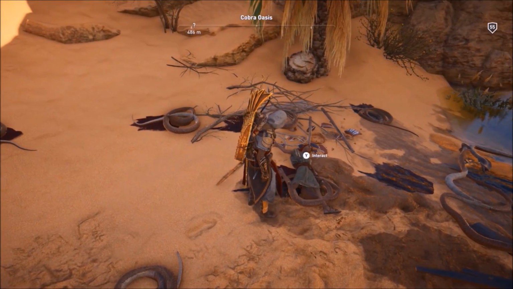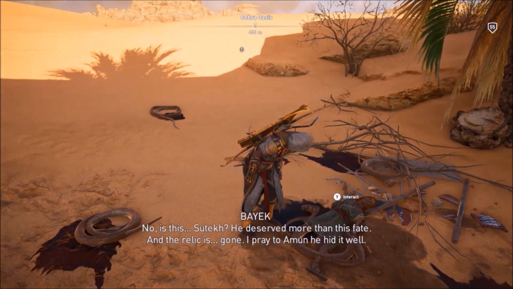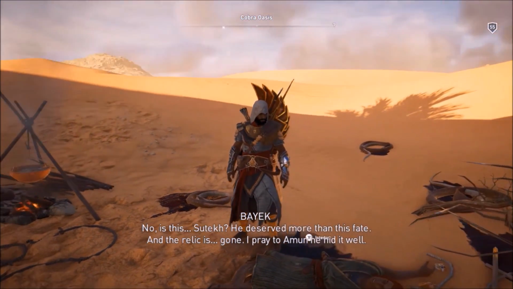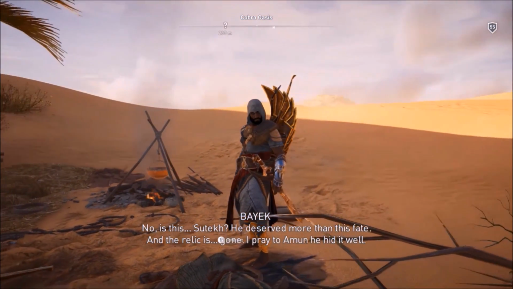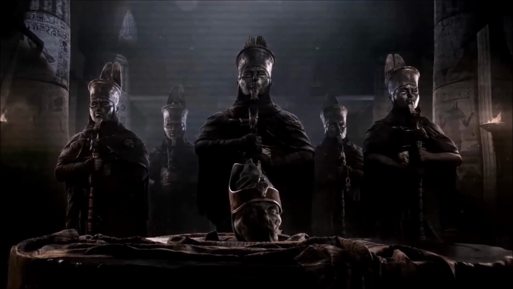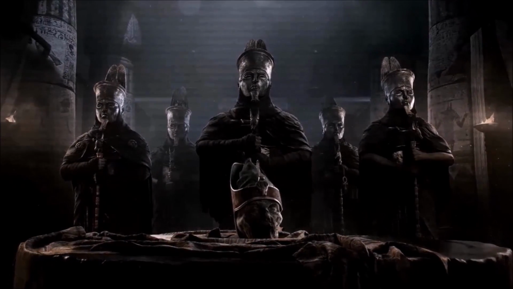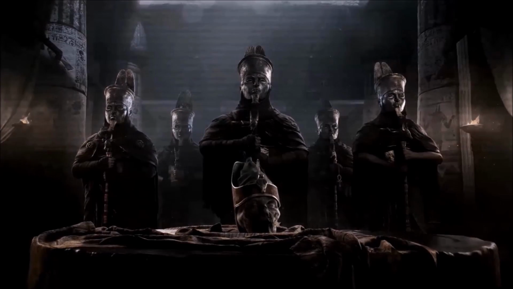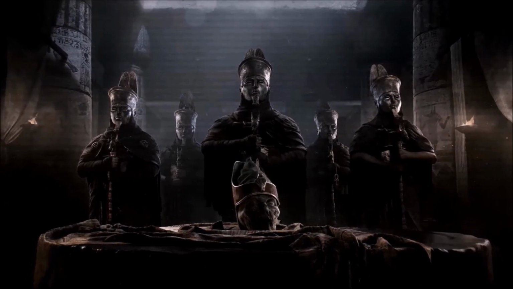The thief, Sutek, was sadly found later by Bayek, deceased, and the orb missing. Whether he was murdered or died by accident was not known. Was the orb hidden before his death, or did the Order of the Ancients find it on him and take it by force? Perhaps that's a story for another time, but for now, this concludes the tale of the true power behind the rise of the pharaohs in Egypt.